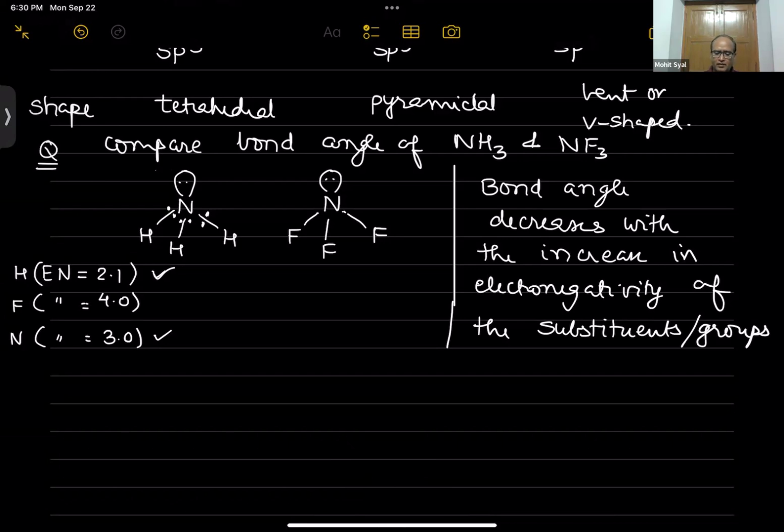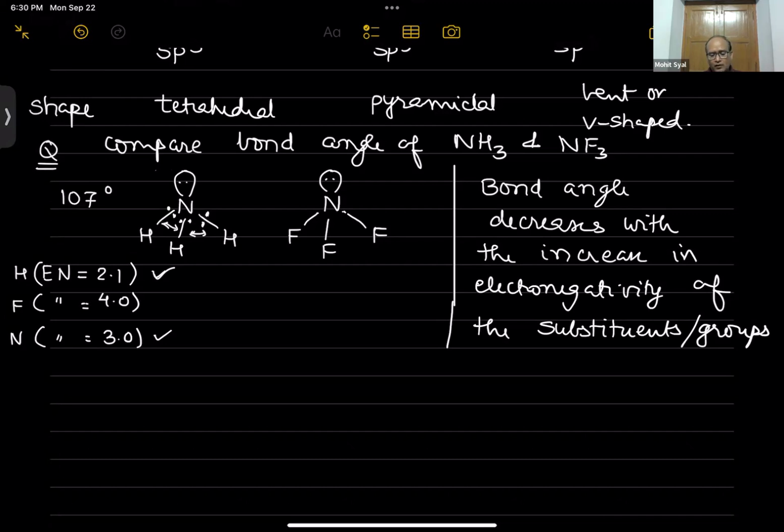Because nitrogen is more electronegative. And if they have come closer to it, what will happen? All the electrons are moved towards nitrogen, so more repulsion is going to happen, the bond angle will be more, and it is 107 degrees. Is it clear or not? What happens to NF3?